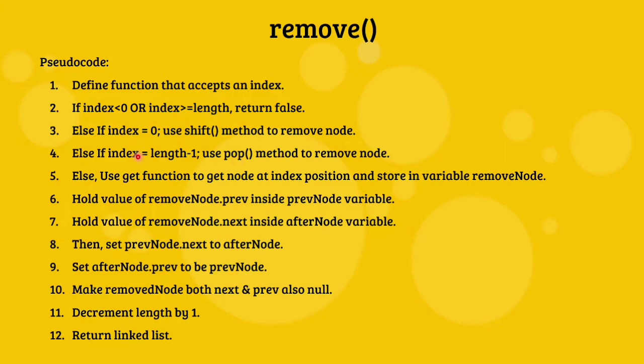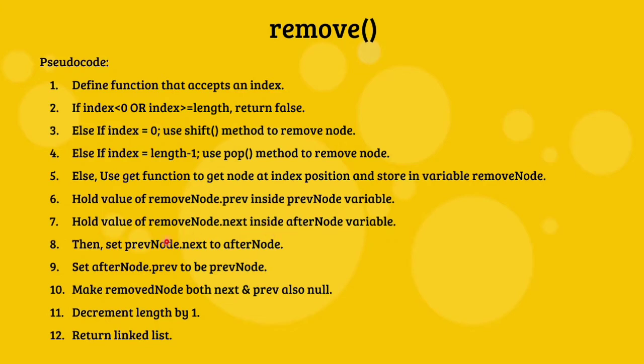But suppose our condition is not satisfied in this else if or if part, then we need to go to the else part. And there it is saying use the get function to get the node at the specified index and then store it in a variable called remove node, and it can be anything whatever you prefer. Once we have our node to be removed inside some variable, we will hold the value of remove node dot previous inside the previous node variable and then remove node dot next inside the after node variable.